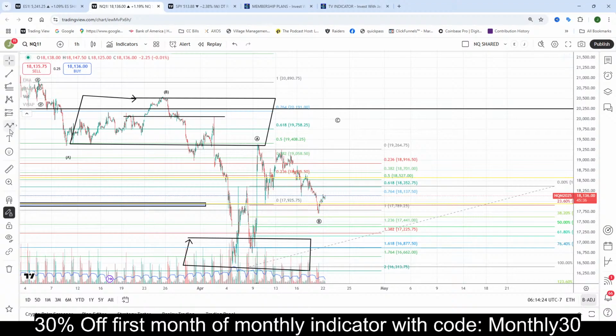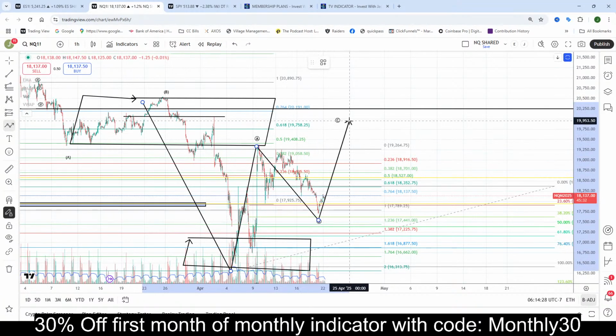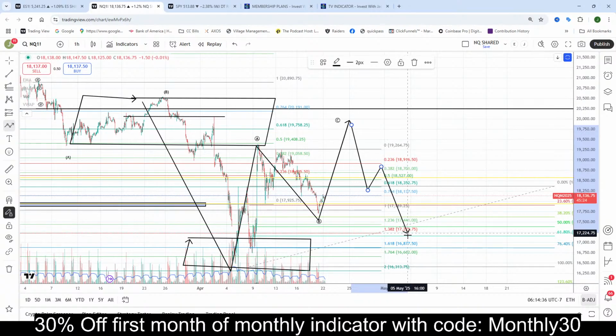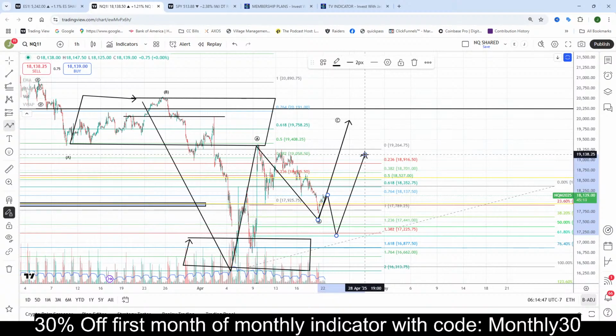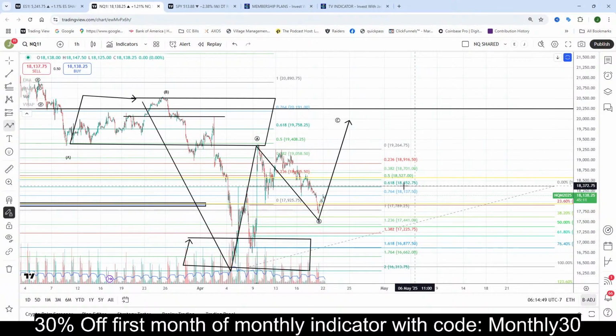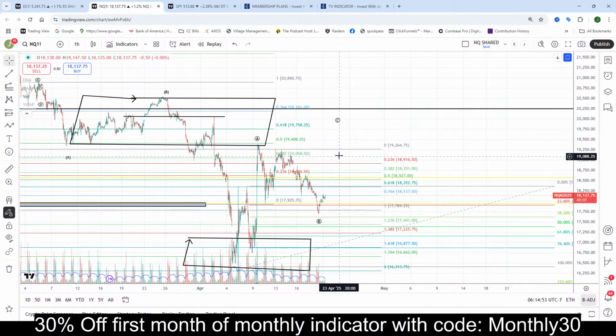NASDAQ again. You have your A leg down, and then A, B, and C is what we're looking for back up into this box, which is 19.5 to 20,005. Looking for either a 3 wave if you're bullish or a 5 wave if you're bearish. Again, they are not out of the woods yet here. They can be in 4 and 5 before we go higher. But back above 18,352, and I will be on board with the market being in C up.